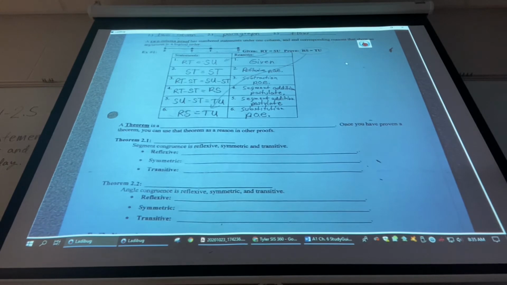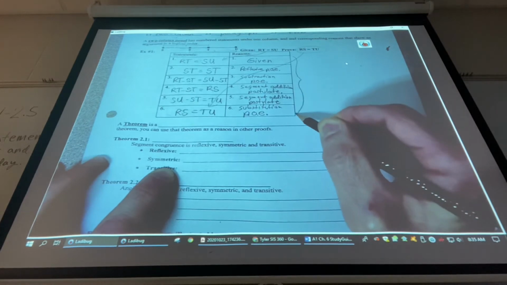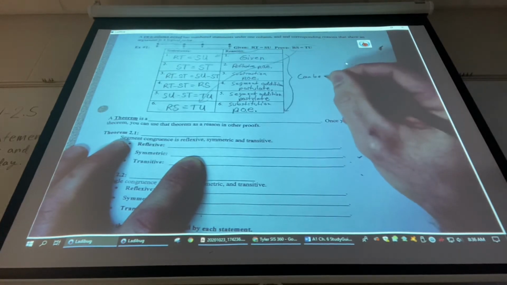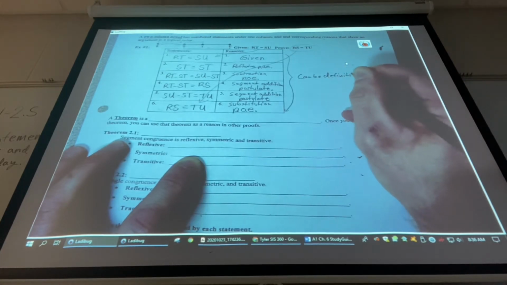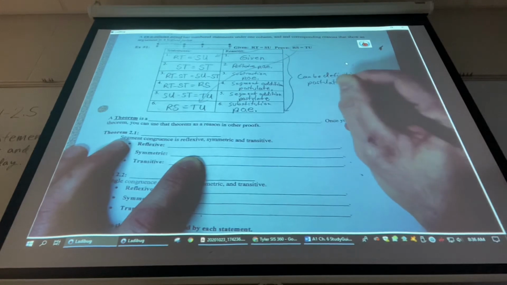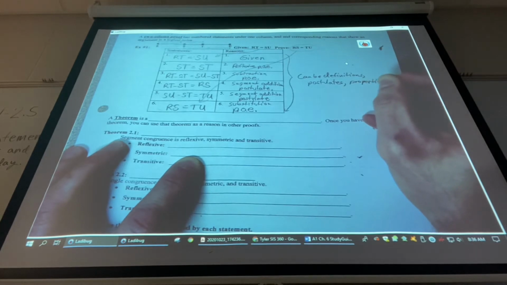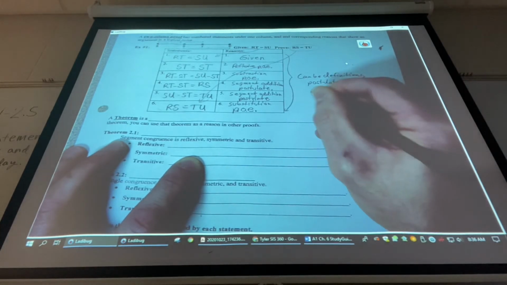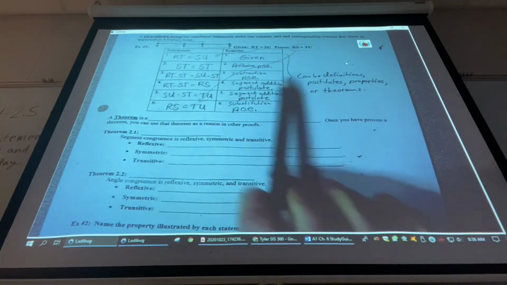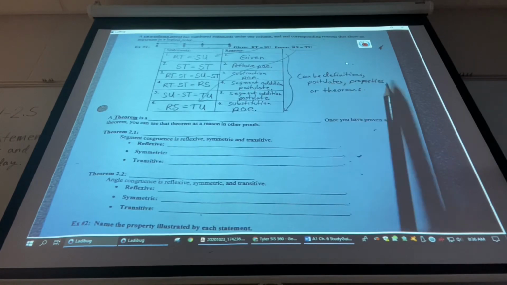All right. Now, here's something important to realize. All these reasons can be definitions, postulates, properties, or you're going to find out about theorems. All these reasons, except for the given, are going to be from definitions, postulates, properties, or theorems.